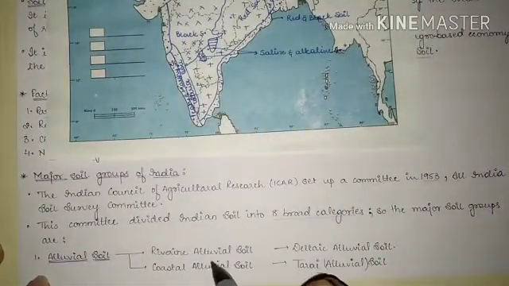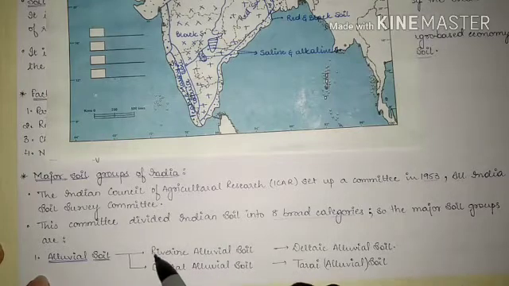Now the alluvial soil, on the basis of its existence in different areas, is categorized into four different types. So the first one is riverine alluvial soil. Then we have coastal alluvial soil. Then we have deltic alluvial soil, and lastly we have tarai soil. This is also tarai alluvial soil.